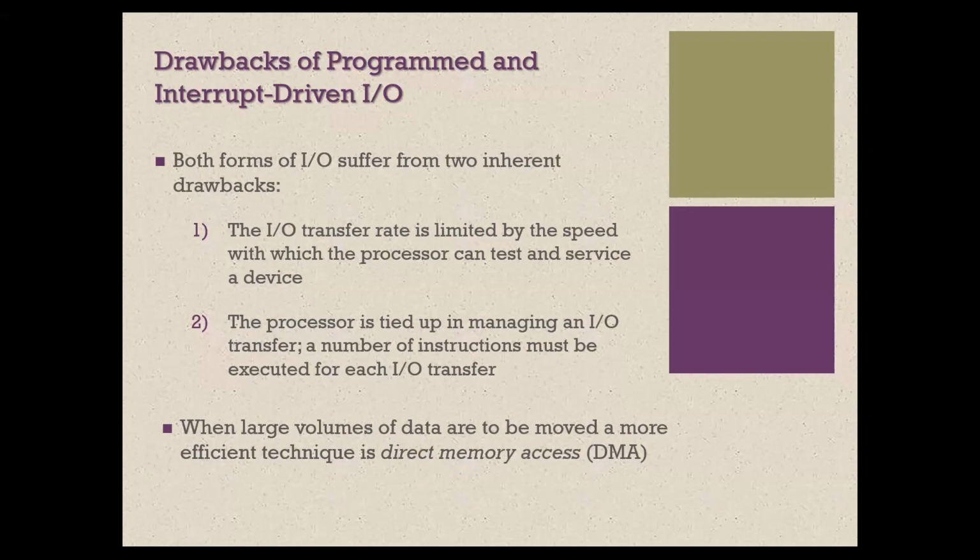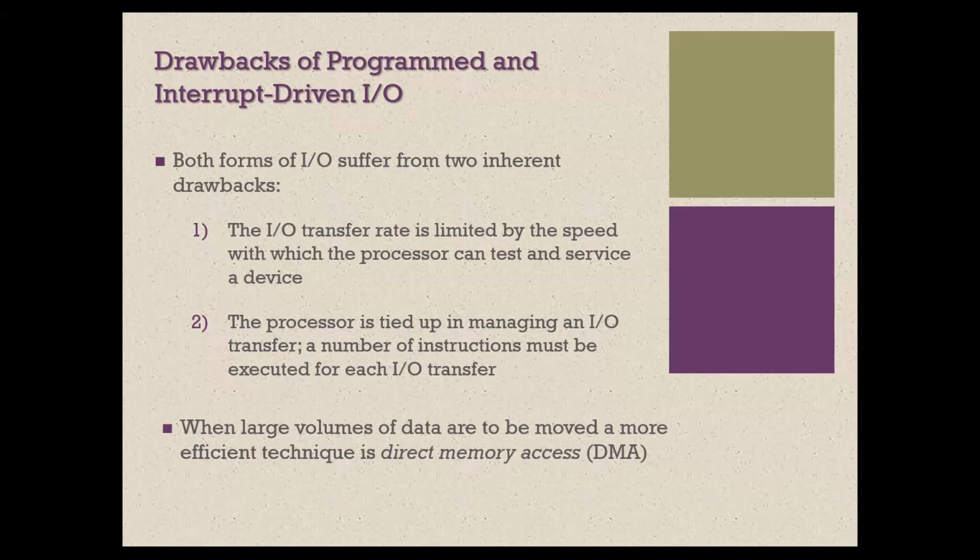Therefore, these forms of I/O suffer from two inherent drawbacks. First, the I/O transfer rate is limited by the speed with which the processor can test and service the device. Secondly, the processor is tied up in managing the I/O transfer. And in a situation where a number of instructions must be executed for each particular transfer, there is more waste of time. So there is somewhat a trade-off between these two drawbacks.